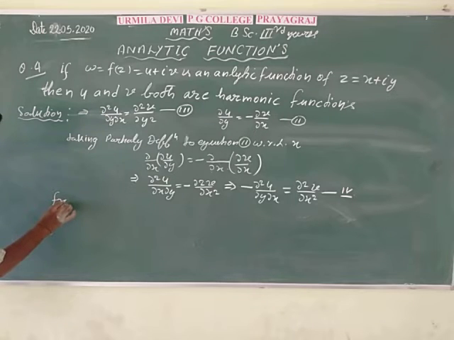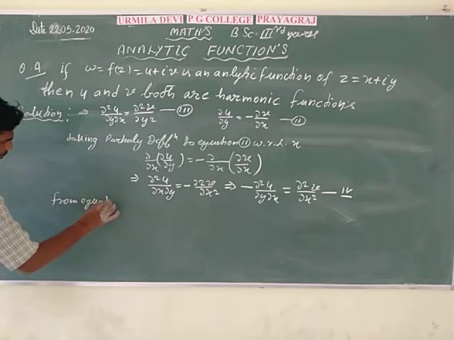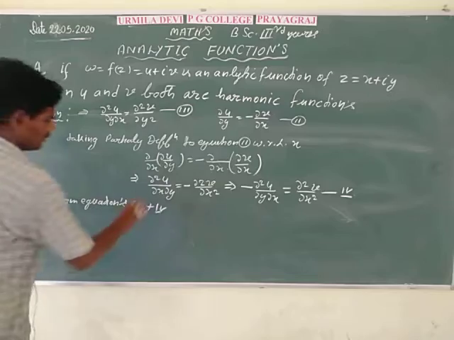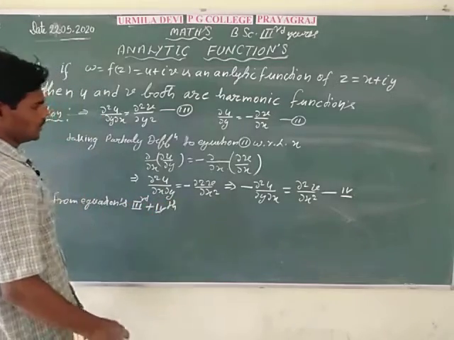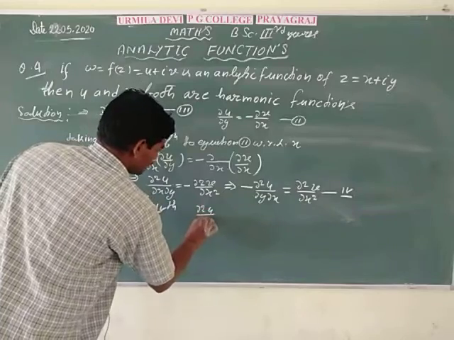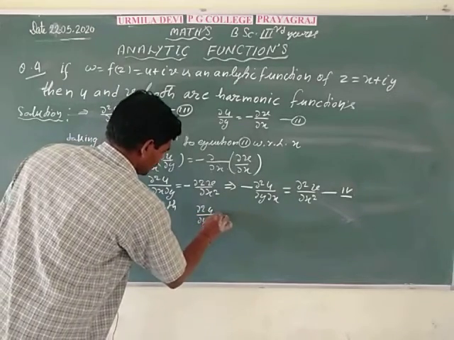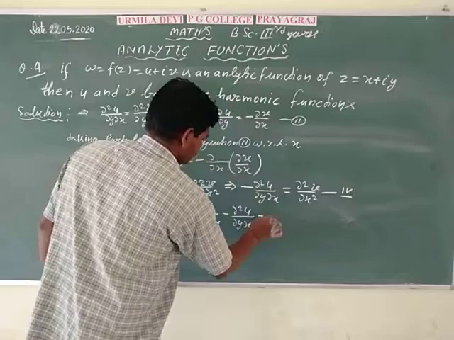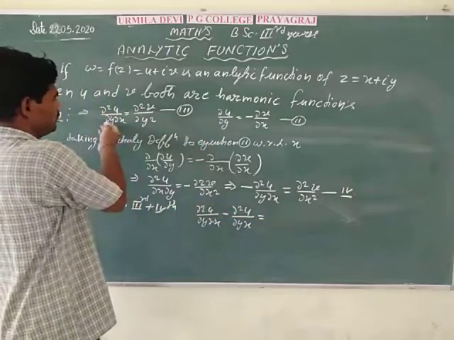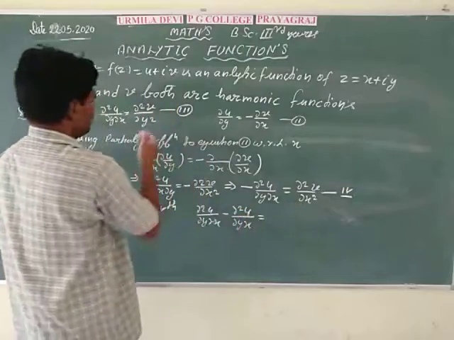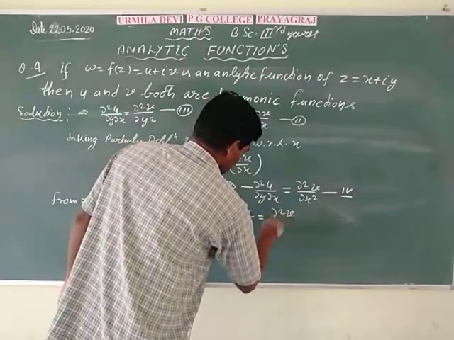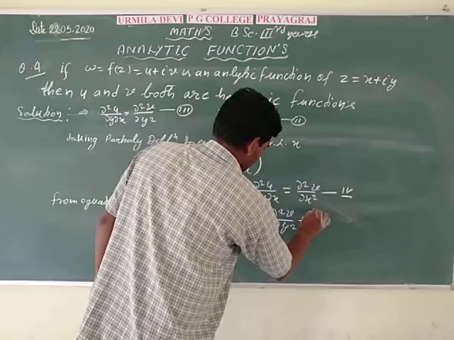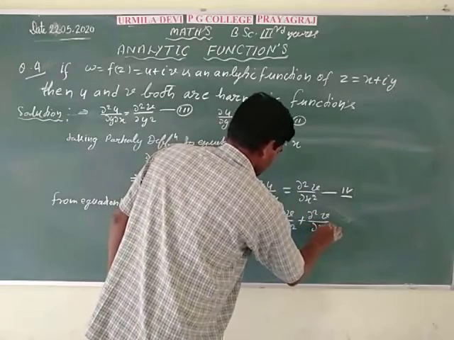So write from equations 3 plus 4. Equation 3 and 4: del square u by del y del x minus del square u by del y del x is equal to, adding left side with left side and right side with right side, del square v by del y square plus del square v by del x square.